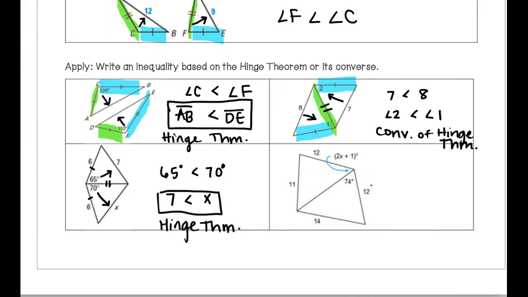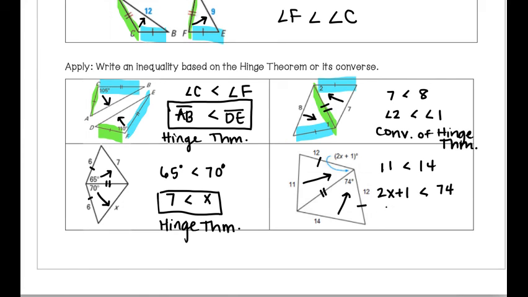Finally, we have this last example where we're given that this is worth 12 and this is worth 12. And again, they're sharing a side, so the side in the middle must be congruent. Then we look across at the angles and the sides. We can see that 11, which is across from this angle, is smaller than 14, which is across from this angle. So since 11 is less than 14, we can say that the angle across from 11, which is 2x plus 1, must be less than the angle across from 14, which is 74.